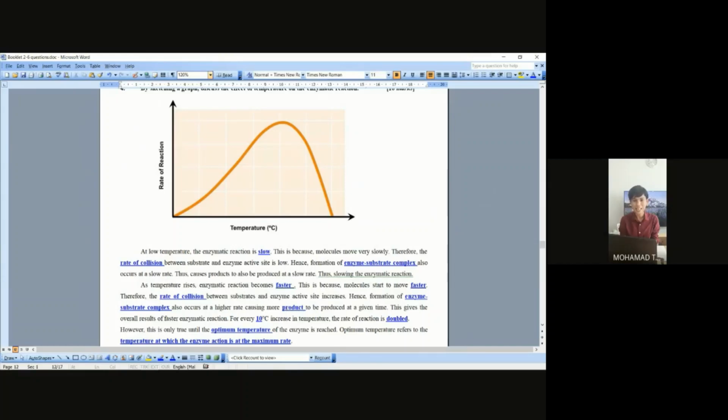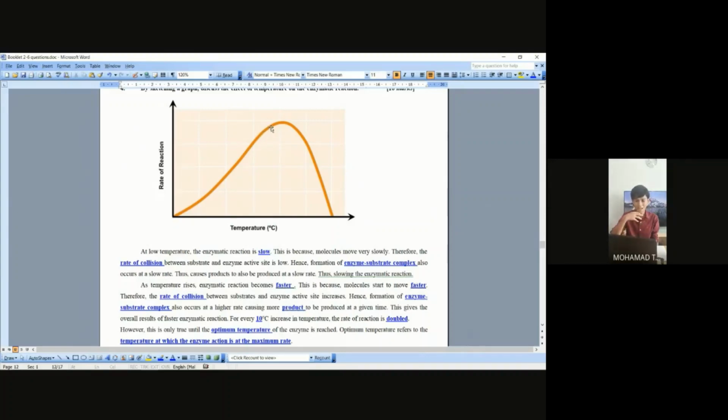For every 10 degrees Celsius increase in temperature, the rate of reaction is doubled. Okay, so this information is very important when you are building or sketching your graph. Alright, so disebabkan the rate of reaction dia double every increase in 10 degrees Celsius, so graph dia akan naik ala-ala exponential gitu kat sini. So nampak tak dia macam naik macam exponential sikit, because every 10 degrees Celsius increase, the rate of reaction akan double.